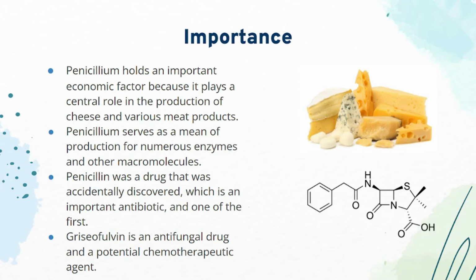The importance of this microorganism is that it holds an important economic factor because it plays a central role in the production of various cheese and various meat products, but it also serves as a means of production for numerous enzymes and other macromolecules. And also, Penicillium is the producer of the drug penicillin, which is an important antibiotic and one of the first. And also we have griseofulvin, which is an antifungal drug, and it has potential as a chemotherapeutic agent.